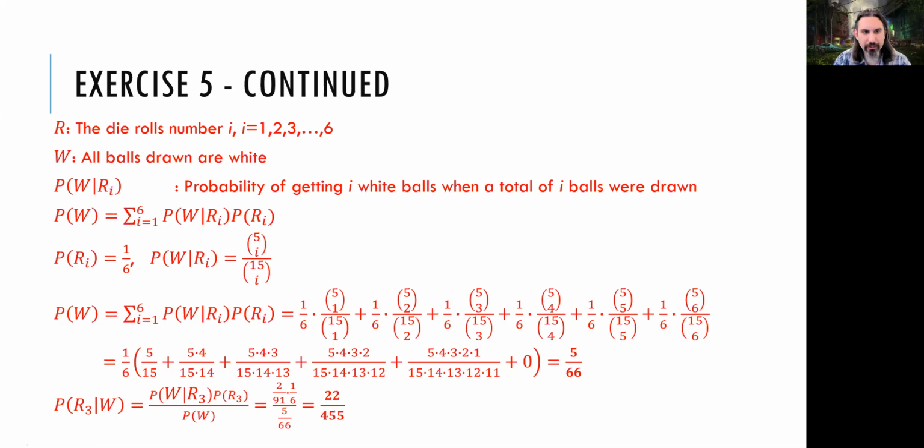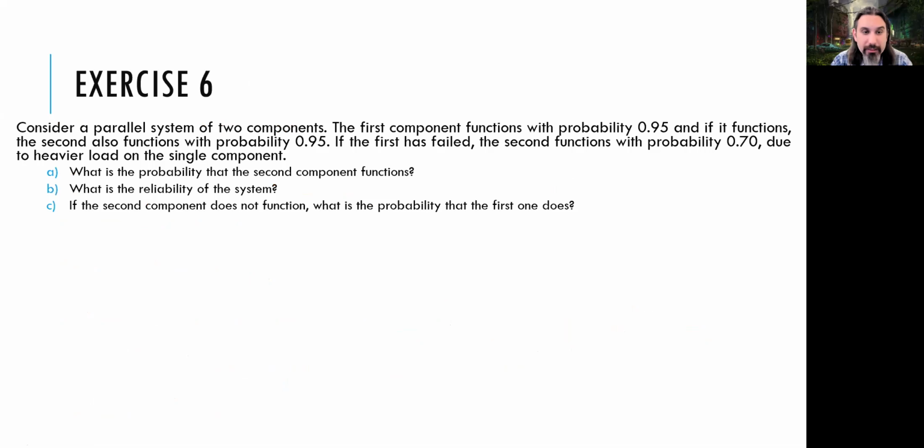What about the next question? Now, consider a parallel system of 2 components. As I said before, we have lots of system questions in there. The first component functions with probability 0.95, and if it functions, the second also functions with probability 0.95. If the first has failed, the second functions with probability 0.70 due to heavier load on a single component. Okay, what's the probability that the second component functions?